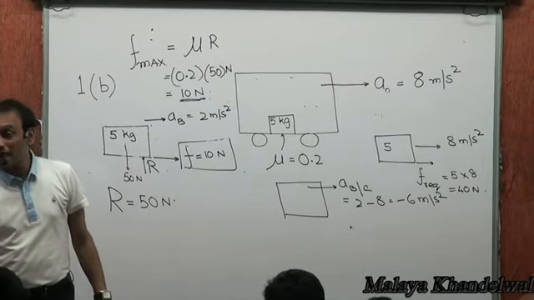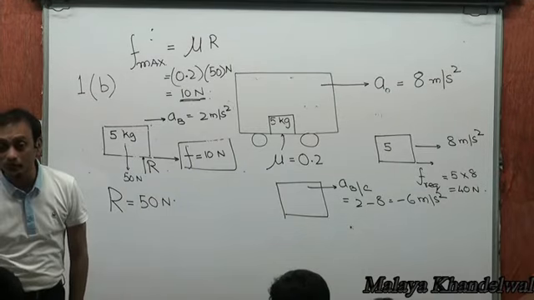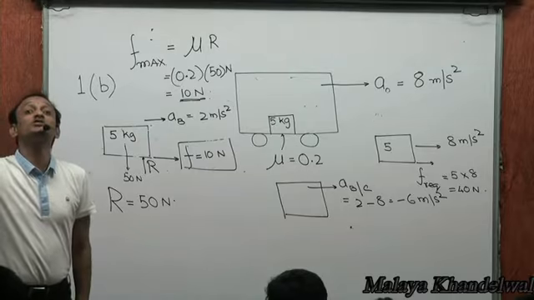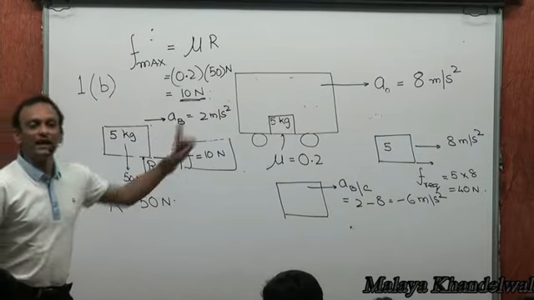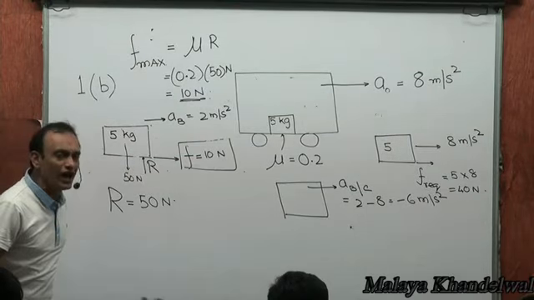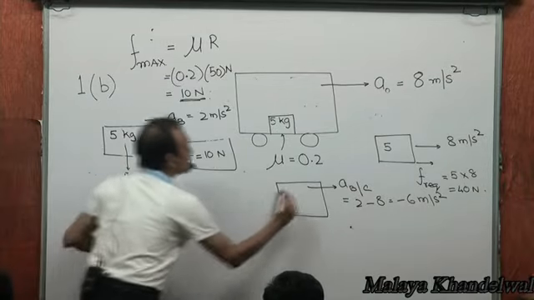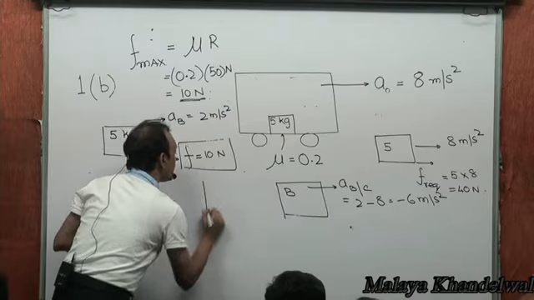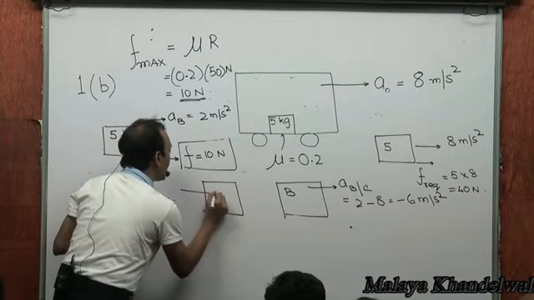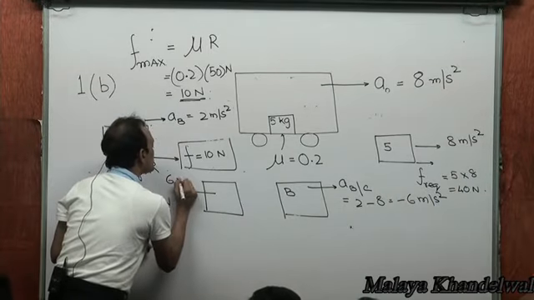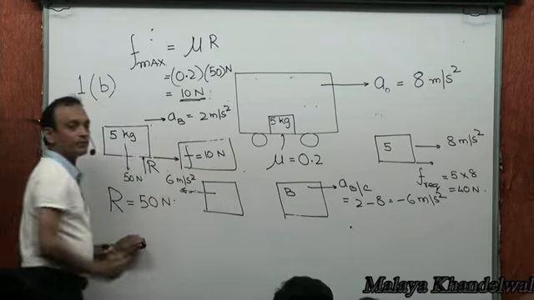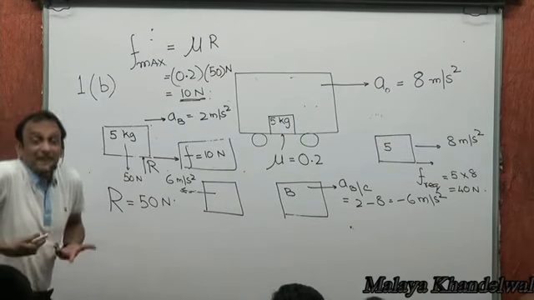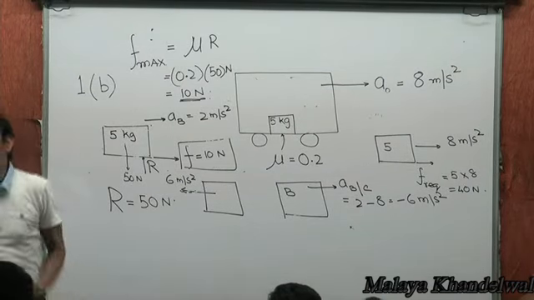Acceleration of the block with respect to the cart is minus 6 meters per second squared to the right, which is like 6 meters per second squared to the left. Minus 6 to the right is like 6 to the left. That means the acceleration of the block as seen by the cart, in the cart frame of reference, is 6 meters per second squared to the left. This is the relative acceleration of the block as seen by the cart.